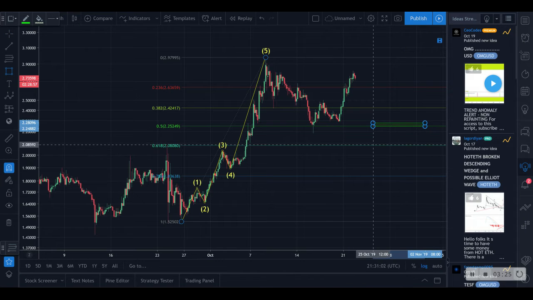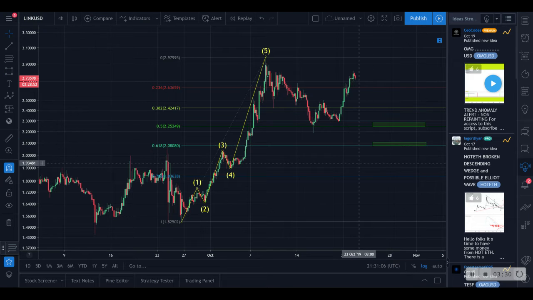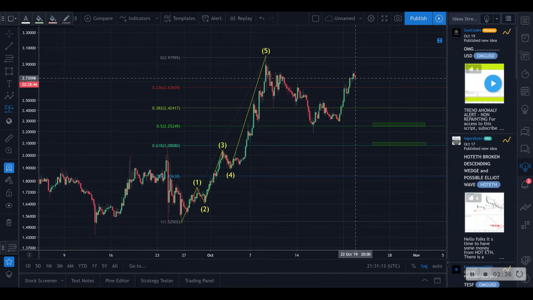And potentially, I'm thinking most likely the 0.618. That's when you're going to have the most fear about ChainLink being probably bad. You're going to hear bad news about it. You're going to hear people talking badly about it a lot.